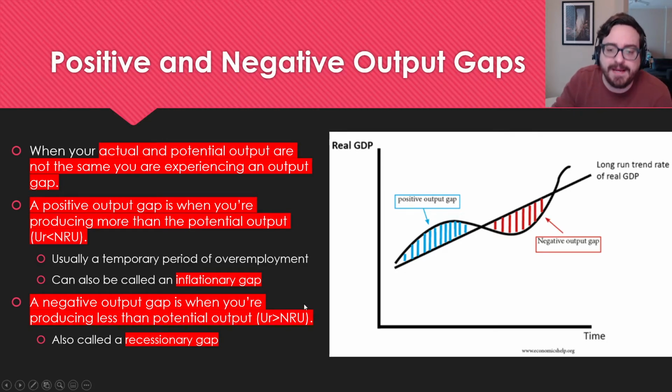A negative output gap, in this part right here in the red, is when you're producing less than you should be, meaning your unemployment rate is higher than what it's supposed to be. It's called a recessionary gap because if you're in that part of the graph, you're in a recession, generally speaking.